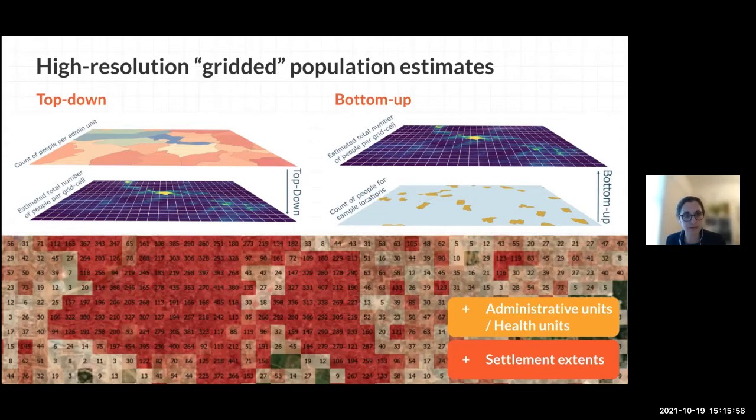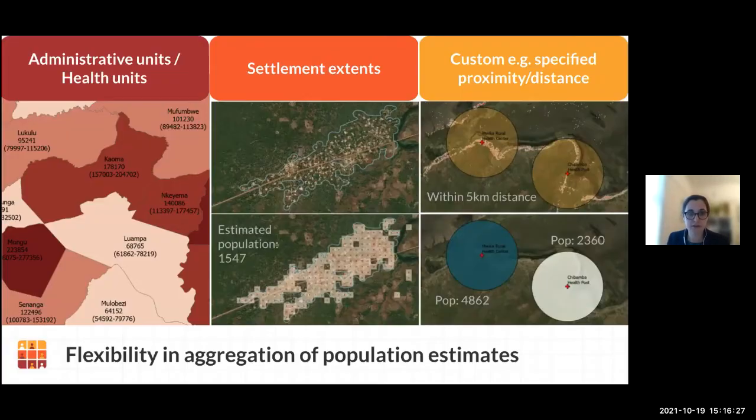So although we have these two main methods, we're continually adapting and bringing in new data sets where those are available. And the gridded nature of these population estimates means that they can be integrated easily with other geospatial data sets. And this has particular relevance for effective health campaign planning, when we combine this with administrative units and health unit boundaries and settlement extents. And I'm going to talk about this further with the next slide.